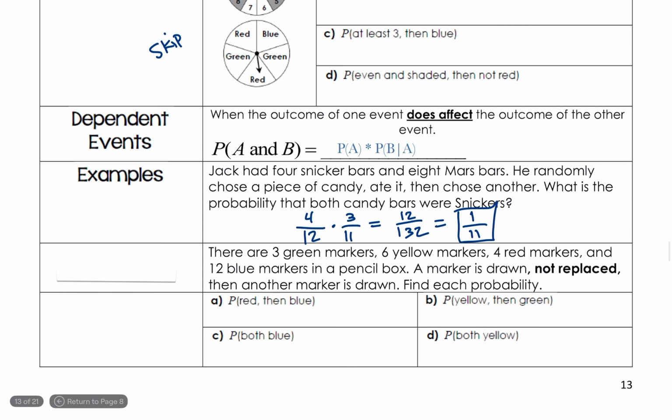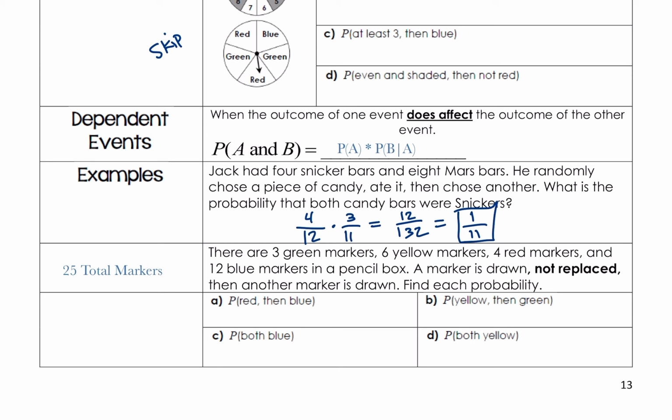In this next example, we have 3 green markers, 6 yellow markers, 4 red markers, and 12 blue markers in a pencil box. A marker is drawn, not replaced, and then another marker is drawn. Find each probability. The first thing we want to know is how many total markers do we have? We have 3 green, 6 yellow, 4 red, and 12 blue markers. If we add all those together, we get 25 total markers. We're going to use this information to make our probabilities.